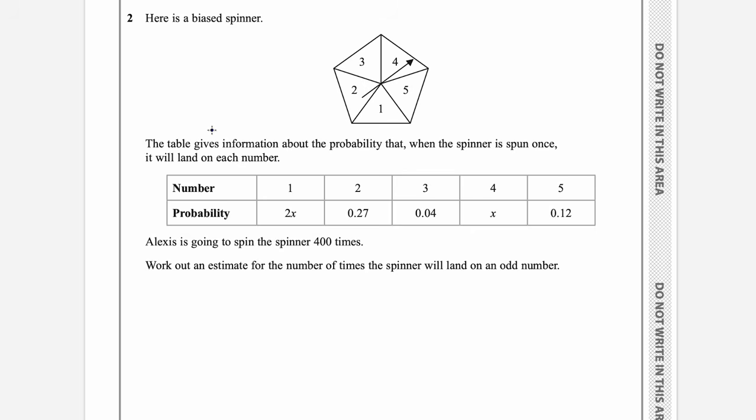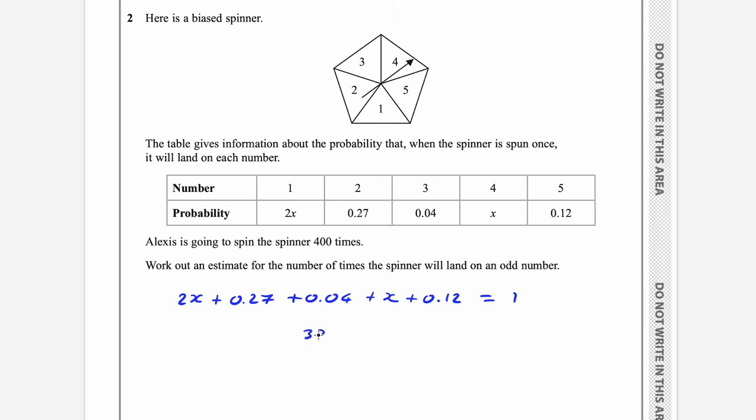Spinner. Okay, probability. He's going to spin it 400 times, work out an estimate for the number of times the spinner will land on an odd number. So we're given probabilities, guys, with x. We need to find out x first. So the total probabilities have to add up to 1. So 2x plus 0.27 plus 0.04 plus x plus 0.12 equals 1.